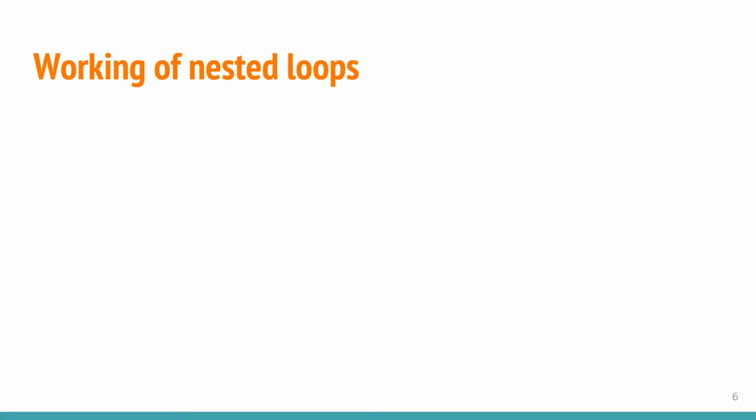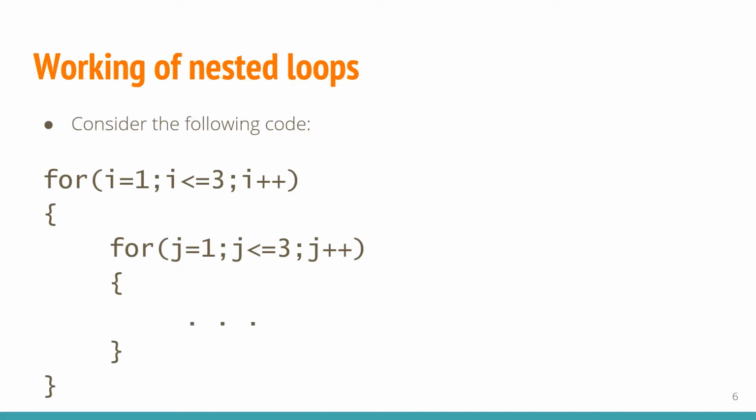Now having seen the flowchart representation of nested loops, let us see this with one sample example. Let us consider the following code. Here I am restricting myself to only two loops, the outermost loop and the innermost loop. I have specified all the conditions: for i equal to 1, i less than or equal to 3, i plus plus. In the innermost for loop, j equal to 1, j less than or equal to 3, j plus plus.